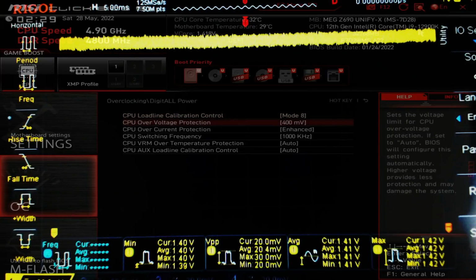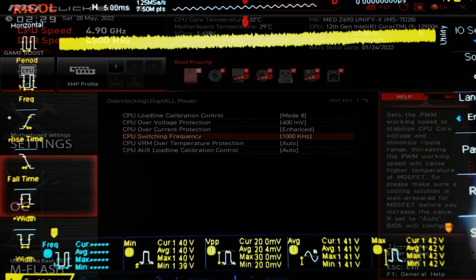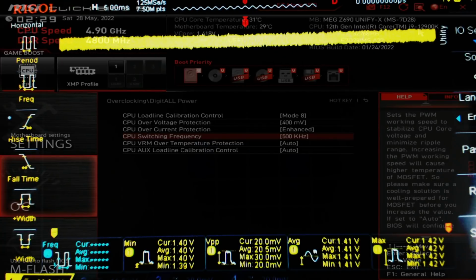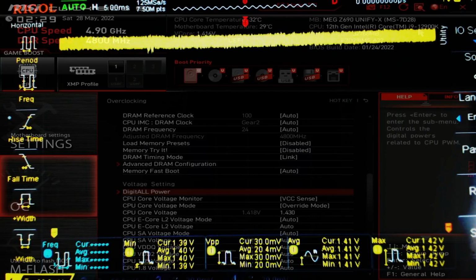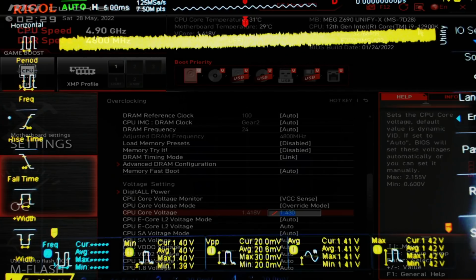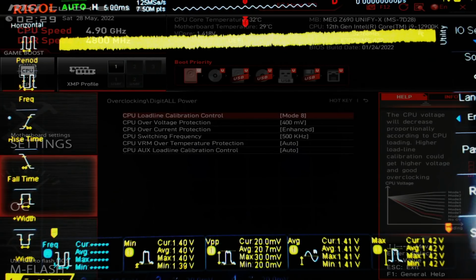I've known for a while that the switching frequency setting on the Unify X does some very strange things to the core voltage, but today I want to record it so that I don't have to doubt my own memories, because it's insane what it does. According to the data I have gathered so far, with 1.43 volts and mode 8 LLC at 500 kHz switching frequency, we should be seeing 1.24 volts average voltage in Prime95.